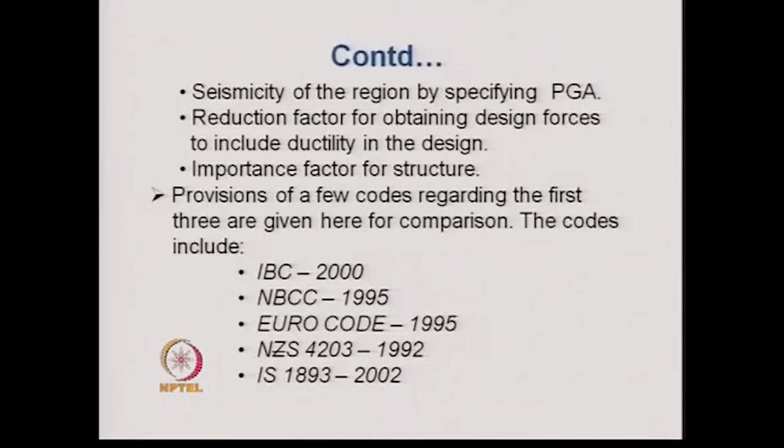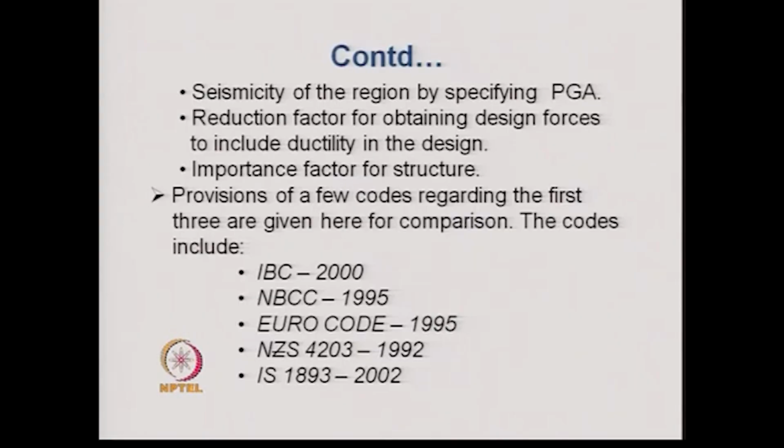So, here we will be mainly discussing the first three factors for these codes, that is IBC 2000, that is International Building Code, NBCC, that is the National Building Code of Canada, then Eurocode, then New Zealand Code, and finally the IS Code.